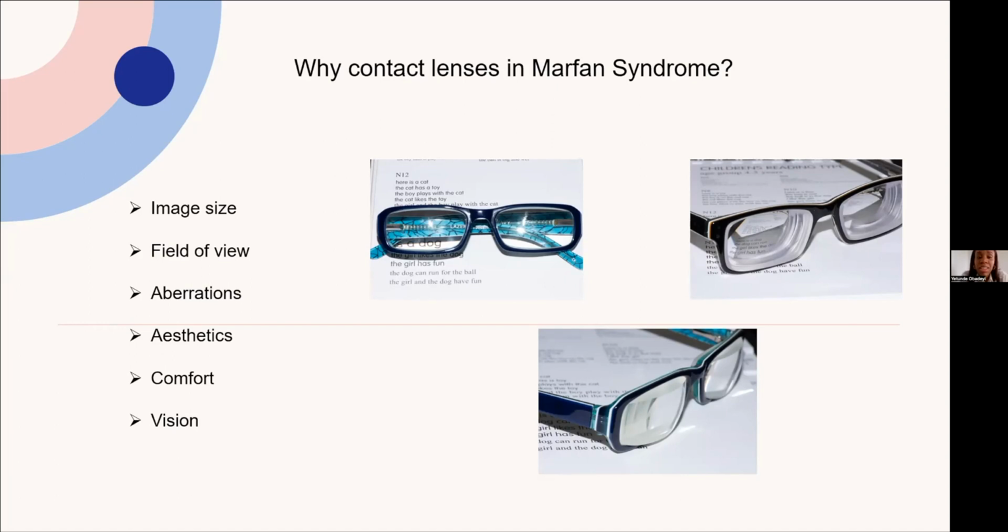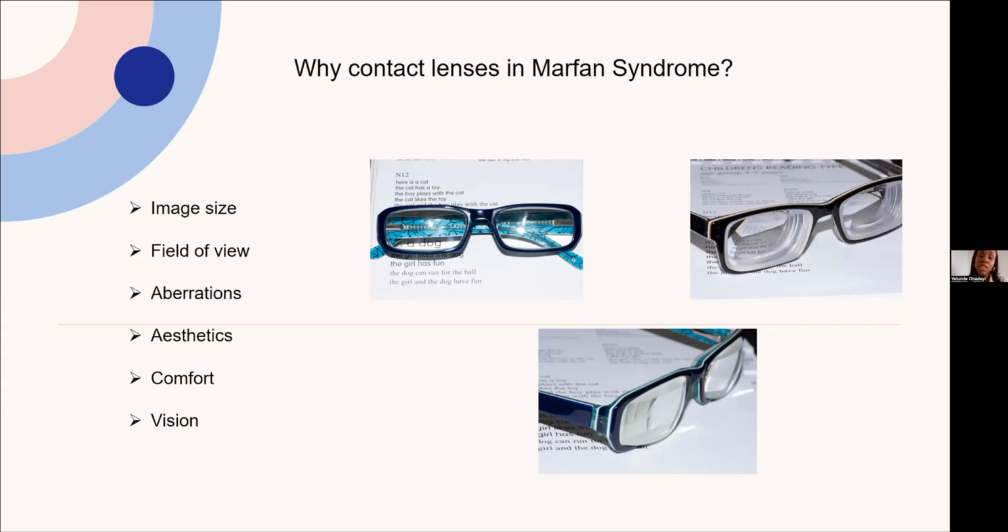Field of view. In glasses, the field of view can be restricted because when you're not looking through the center of the glasses, you can get distortion. And the frame also, depending on the type of frame you pick, can also obstruct the field of view, especially if it's a thick frame like in these pictures.